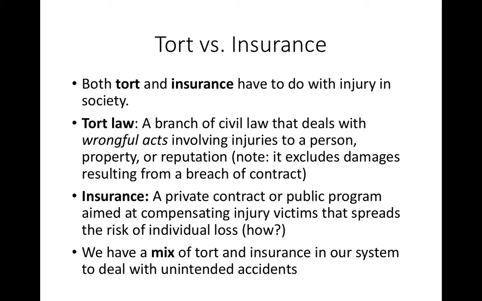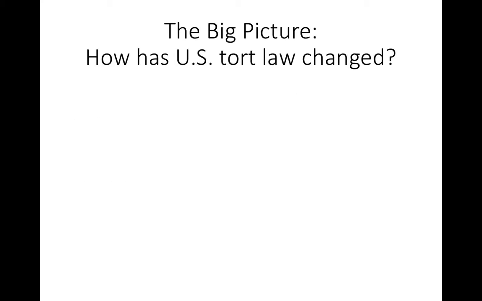So in the United States, we handle injury compensation through a mix of tort law and insurance that is both private and public, to deal with unintended accidents. We commonly ask two questions in this course: how has U.S. law changed over time, and how does U.S. law differ from similar countries elsewhere in the world?